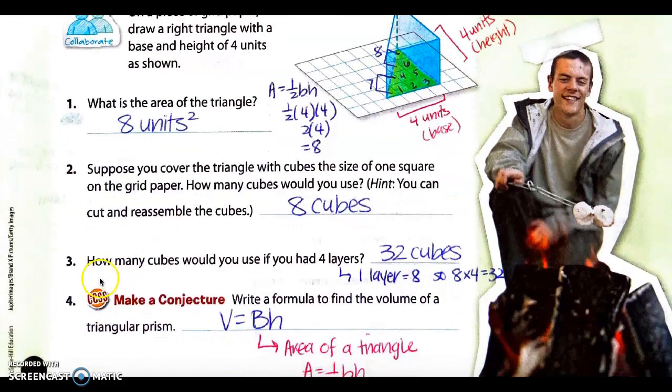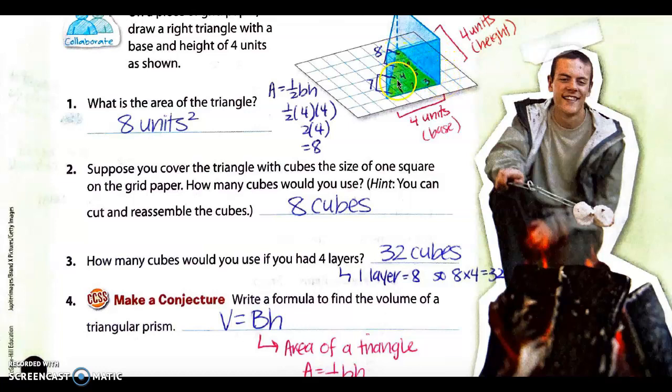Now it says right here, how many cubes would you use if you had 4 layers? Mind you that when you found 8 cubes, that was only the first layer here, right? Because we're working with a 3D object, we're going to see how many of these layers there are. So let's count that up. So we have 1 here, 2, 3, 4. I have 4 layers total.